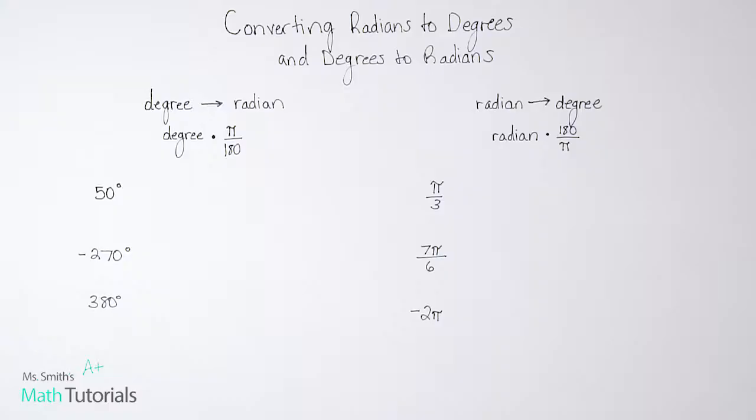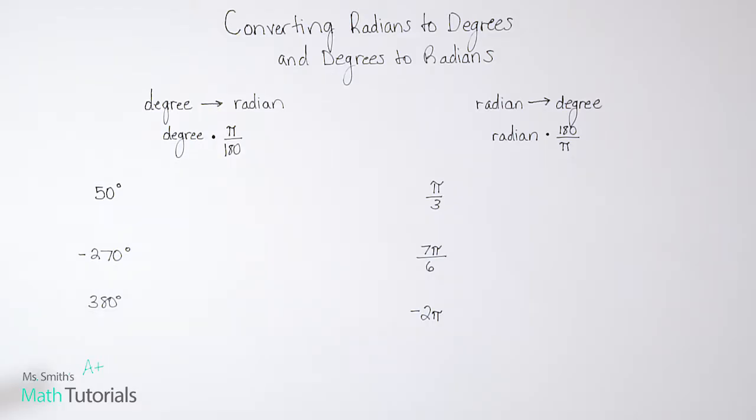I'm Miss Smith. In this video, we're going to be talking about converting radians to degrees and then degrees to radians. Radians and degrees are both ways to measure angles, and you want to be able to move from one to the other depending on what you're doing. It's pretty simple if you just know the formula.